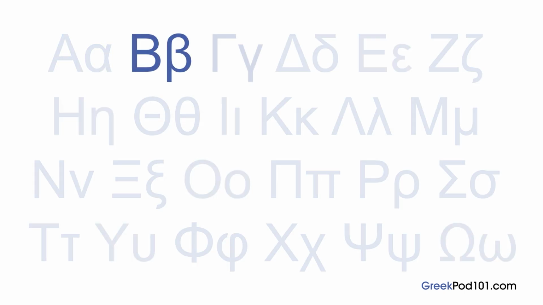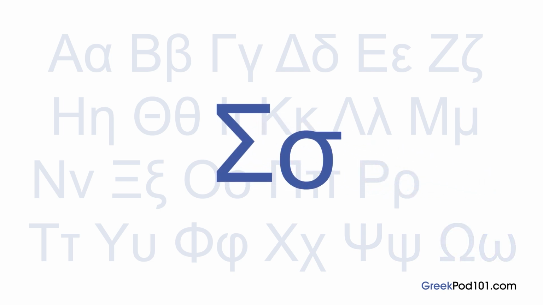Alpha, Vita, Gamma, Delta, Epsilon, Zeta, Eta, Theta, Iota, Kappa, Lambda, Mi, Ni, Xi, Omicron, Pi, Rho, Sigma, Tav, Epsilon, Phi, Chi, Psi, Omega. There is an uppercase and a lowercase version for each letter, just like in English.